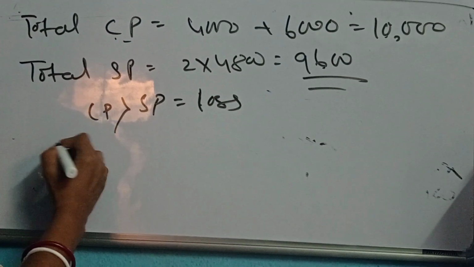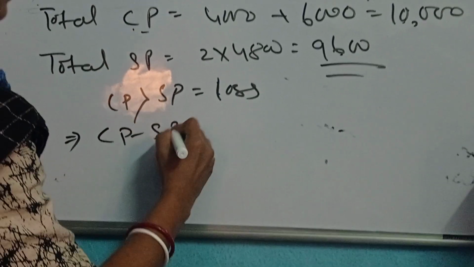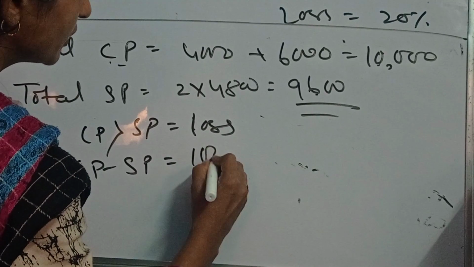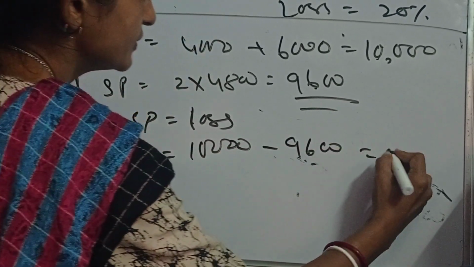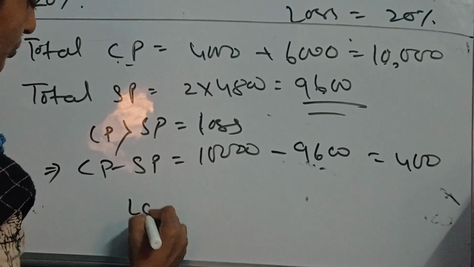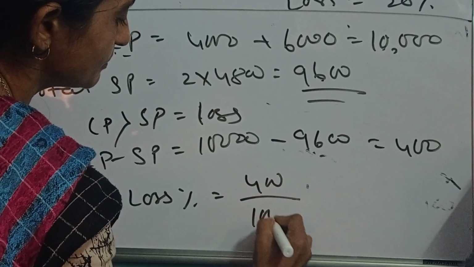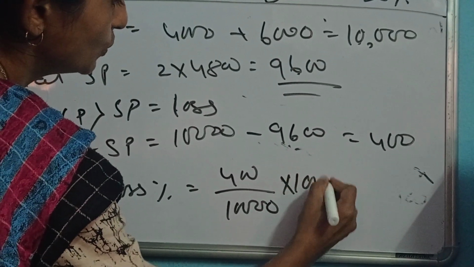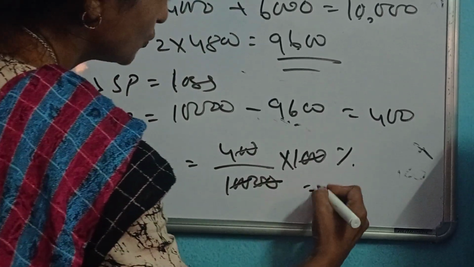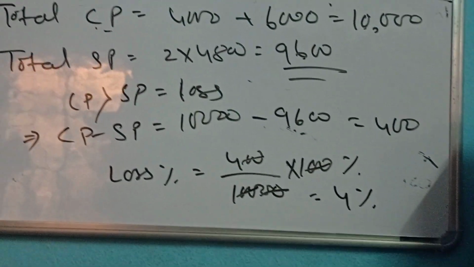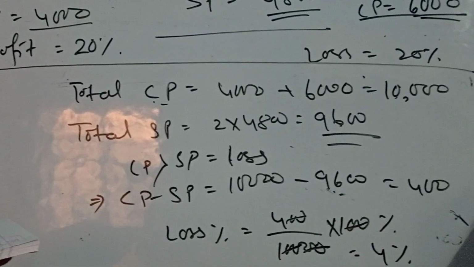So how much loss is there? We will do CP minus SP. It is 10,000 minus 9,600, that is equal to 400 rupees. So loss percentage is equal to loss amount by CP, that is 400 by 10,000 into 100%. So let's cancel 20, another 20, another 20. So what is remaining? That is 4%. So in this question your answer will be that loss percentage is equal to 4%.